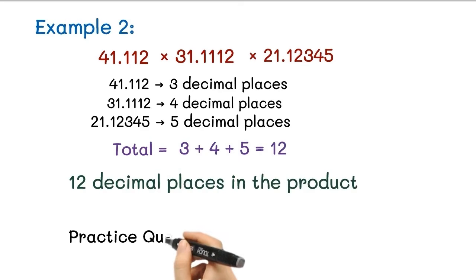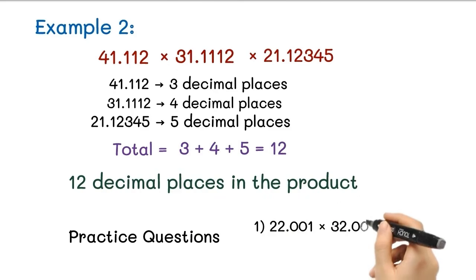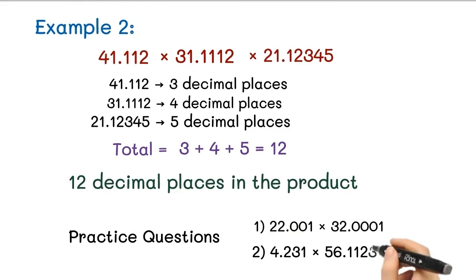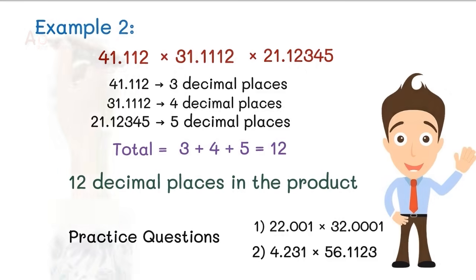Some practice questions for you. 22.001 multiplied by 32.0001. 4.231 multiplied by 56.1123. Don't forget to mention your answers in the comments.